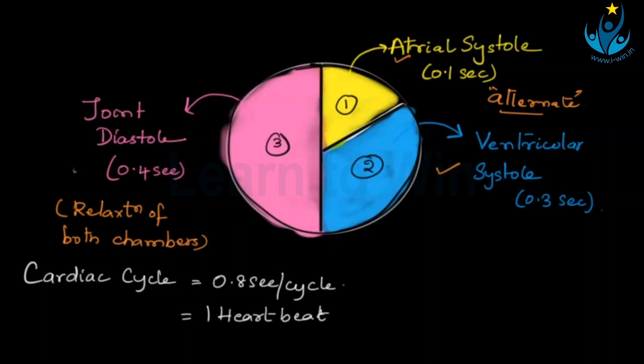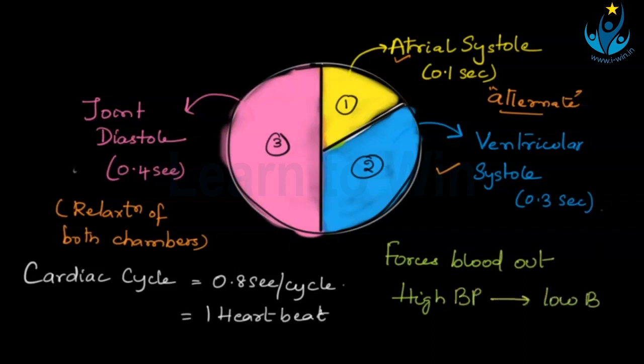So there is simultaneous alternate contraction of both the chambers and a relaxation of both the chambers. That forms one cardiac cycle. And when the atrium and ventricle alternately contract and relax, it provides a condition where it forces blood out. Out from where? A region of high blood pressure to a region of low blood pressure.